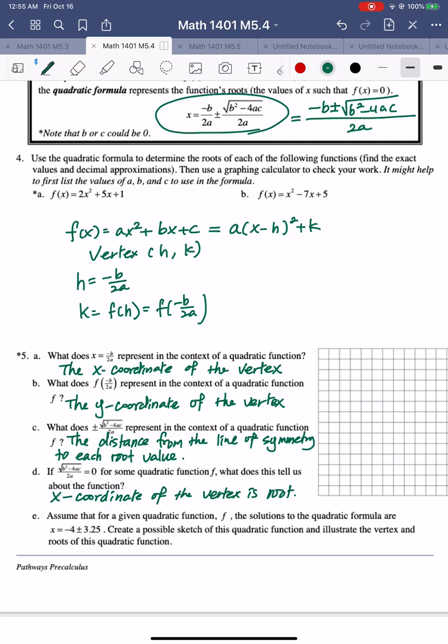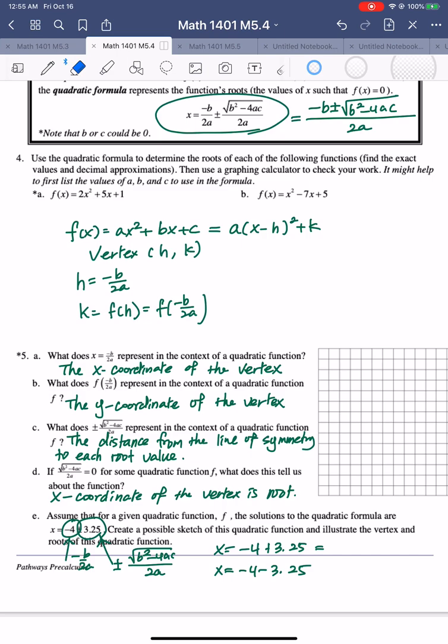Okay, and then assume that for a given quadratic function f, the solutions to the quadratic formula are x equals negative 4 plus or minus 3.25. Create a possible sketch of this quadratic function and illustrate the vertex and roots. The negative 4 is represented by negative b over 2a, and the plus or minus is represented by the plus or minus square root of b squared minus 4ac over 2a, which gives us the roots. One root is negative 4 plus 3.25, which is negative 0.75, and the other is negative 4 minus 3.25, which is negative 7.25.